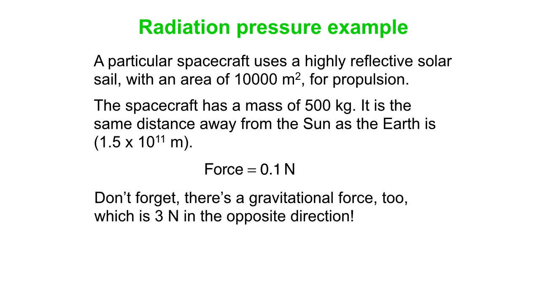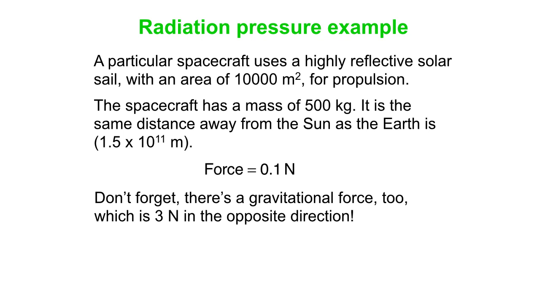Don't forget, there's a gravitational force too. If you try the equation GMm over r squared, you should work out that that force, gravitational force, is 3 newtons toward the sun. So this spacecraft would feel a 3 newton force toward the sun, just a 0.1 newton force away from the sun. So this spacecraft wouldn't work very well as a solar sail. It would actually just eventually fall into the sun.